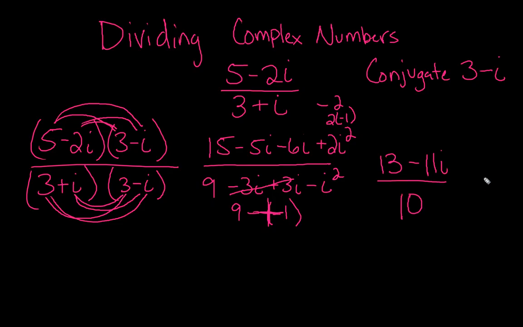We still want to write it in standard form of a plus bi with the real part and the imaginary part. So the way we do this is we actually just take this 10 and we split it between the two of them. This 10 needs to divide into both of these. So to write it in standard form, it's 13 over 10 minus 11 over 10i. And that is how you divide complex numbers.